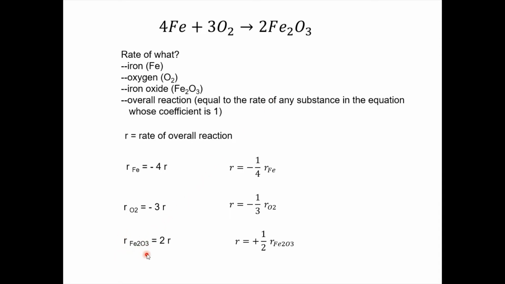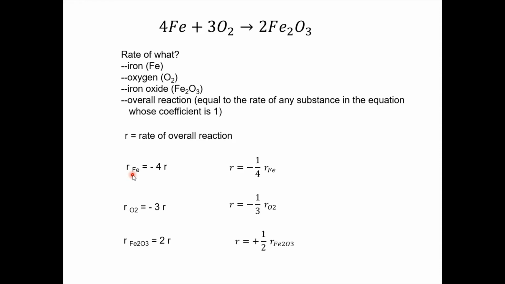The rate of Fe2O3 is twice that. The coefficient of Fe2O3 is 2. And notice that this is positive because Fe2O3 is a product, so it is being formed. Okay, so here we can relate the rates of each of the substances to the rate of the overall reaction.